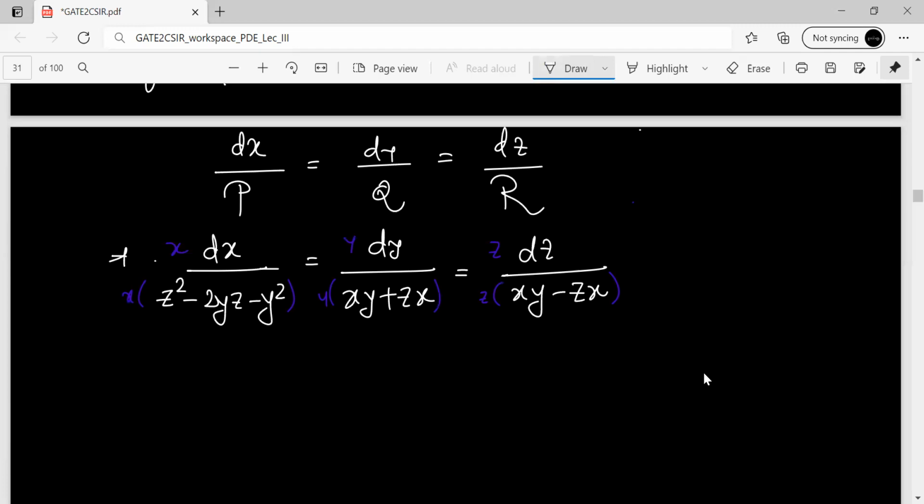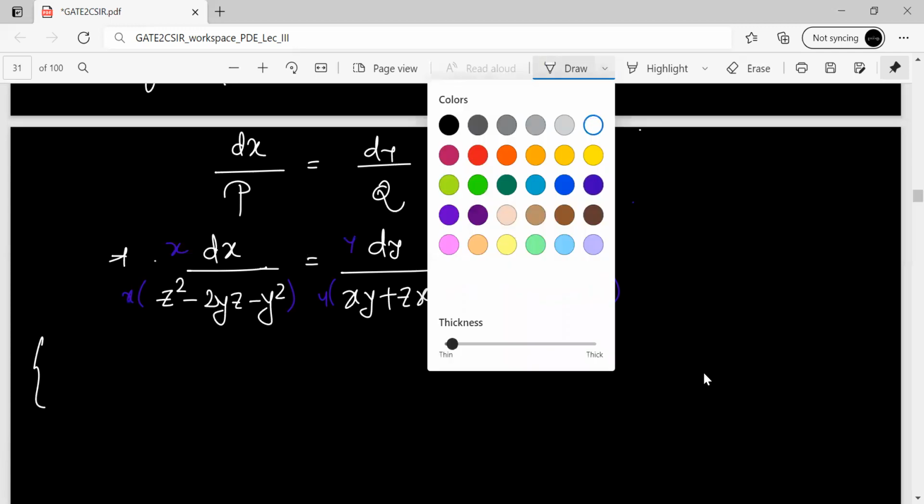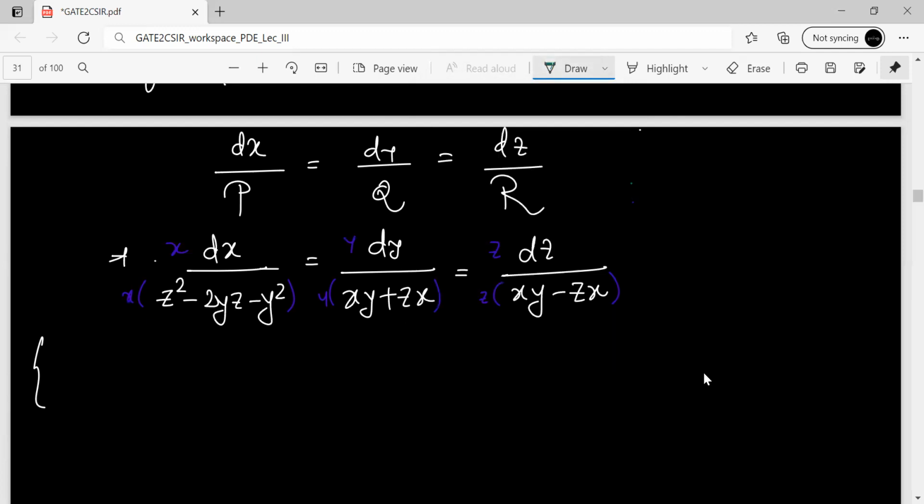So you don't have to worry about the numerator. We just need to check the denominator, whether it is 0 or not. If it is not, still we don't have to worry. If it is 0, still we don't have to worry. So just multiply and see what you get. xz square minus 2xyz minus xy square. Don't place any sign here. So just write down xy square plus zxy, and then you have zxy minus z square x.